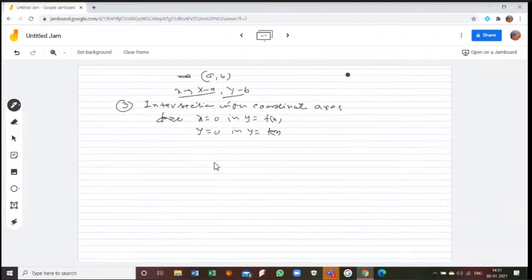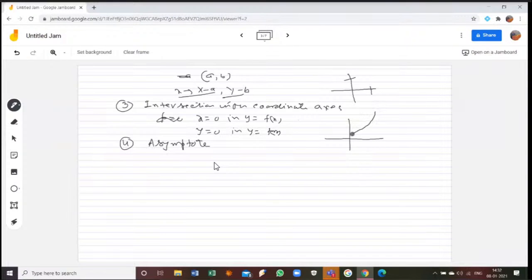So you can get the point of intersection on the x or y-axis by putting x equal to 0 or y equal to 0. So you can find out whether the curve crosses the y-axis or x-axis or not. You can check this to get the point of intersection. Then the next point, a very important point, is known as the asymptote. You have to find the asymptote. I think you know about that one.